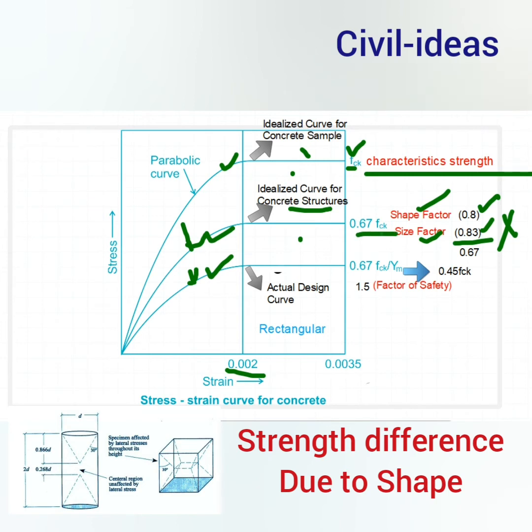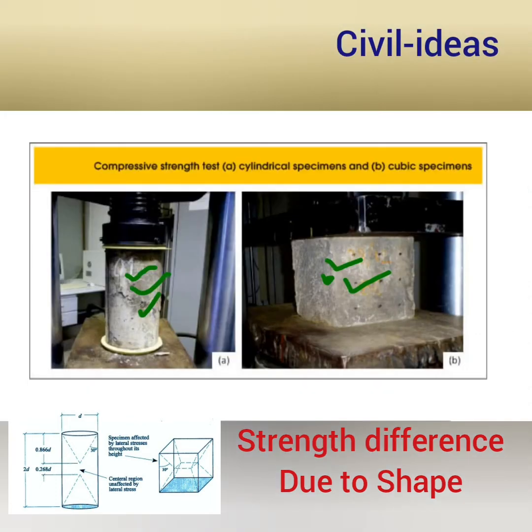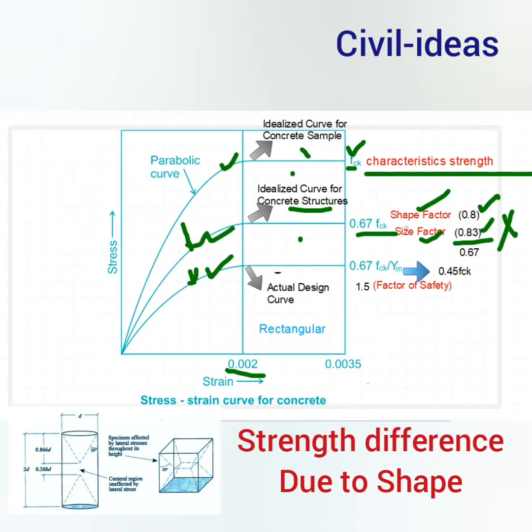you get 0.67 fck. This is after applying the shape and size factors, because in an actual structure we don't have a perfect shape like concrete cubes and cylinders. That's why we have to apply these factors to reduce the strength and take some margin of safety. Because in an actual structure, the slabs and the shear walls and all the elements are not perfect cubes or cylinders. They have different shapes, so that's why we have to take these shape factors.